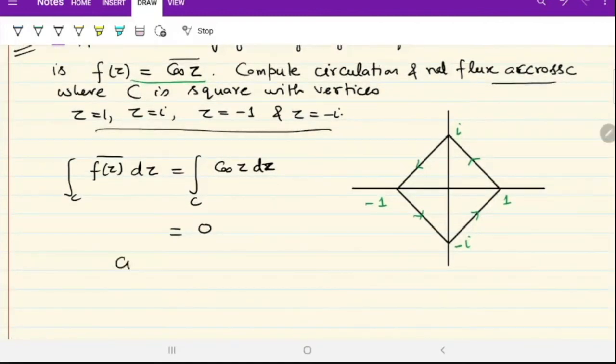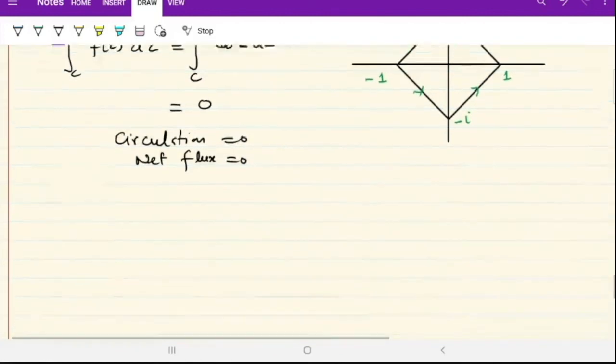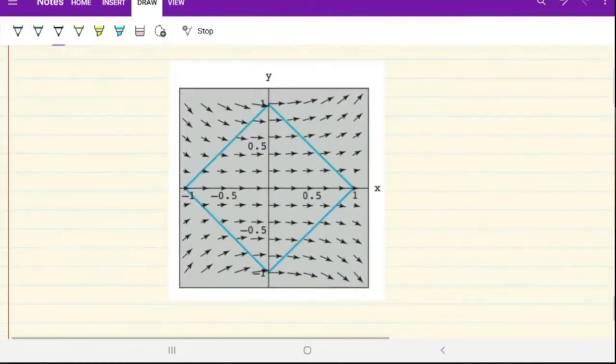And this means circulation as well as net flux is 0. Now, when you plot the vector field for this particular choice of f, this is what it's going to look like. From the figure, you can easily see that the amount of fluid entering the region bounded by C is the same as the amount of fluid leaving the region. That part is evident from these arrows.